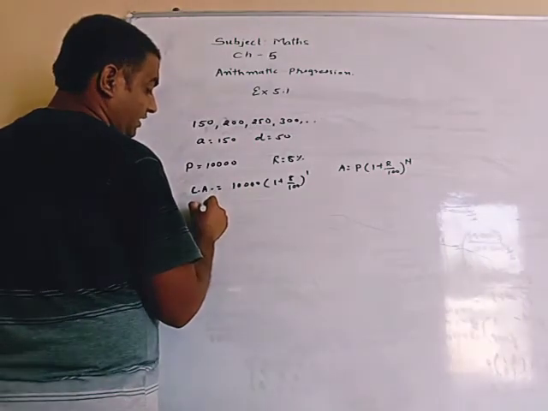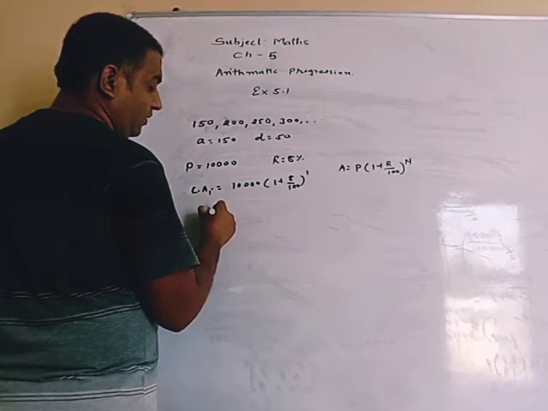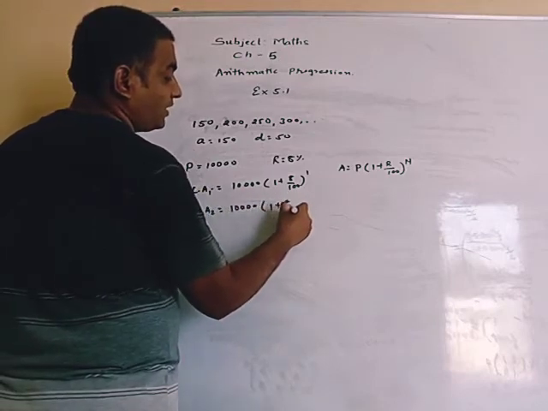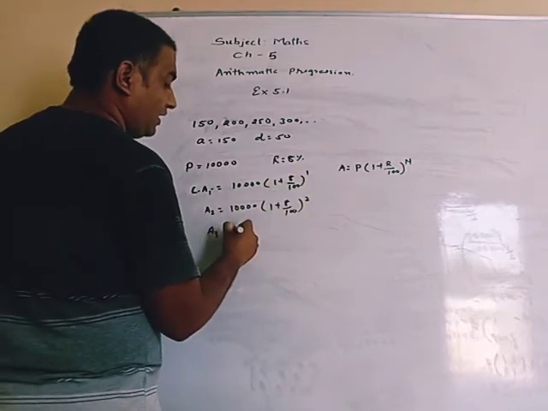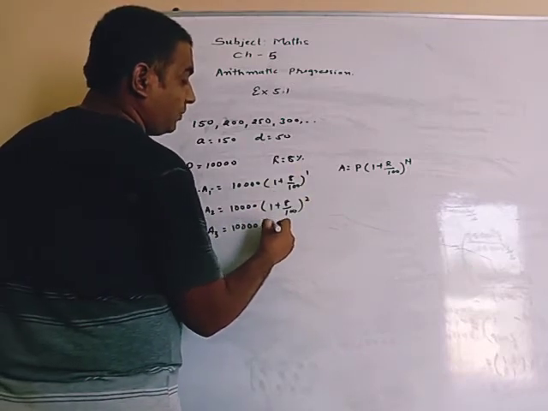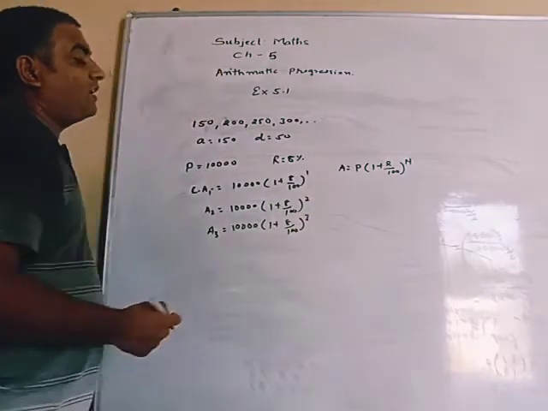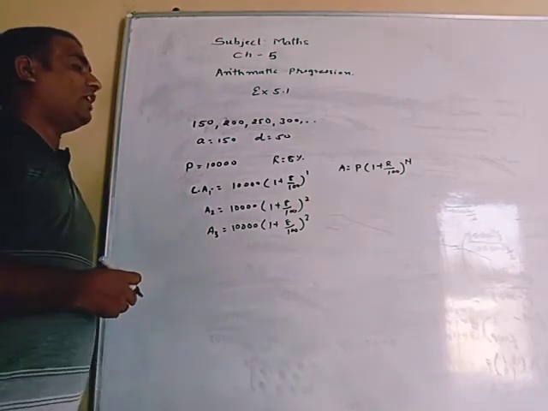Then for the second year, this is A1, then A2 we will get as 10,000 into 1 plus 8 by 100 raised to 2, because n equals 2. For the third year we will get 10,000 into 1 plus 8 by 100 raised to 3. So here you can see that the difference will not be equal, and so it is not an AP.